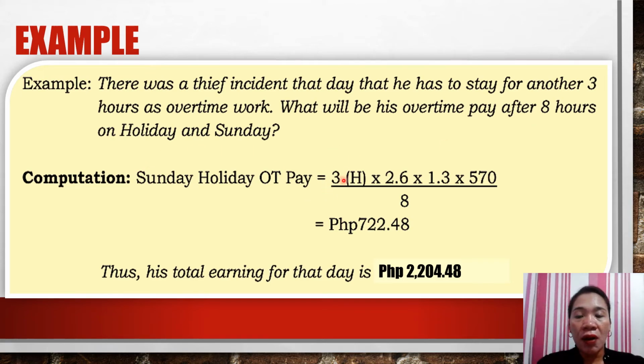He has 3 hours times 2.6 times 1.3 times 570, and the answer is divided by 8. So what he receives for his overtime is 722 pesos and 48 centavos. Take note, it is Sunday, a rest day, and also a holiday. Earlier he received 1,482 for his 8 hours, and now with the additional 3 hours of overtime, he receives another 722 pesos and 48 centavos.